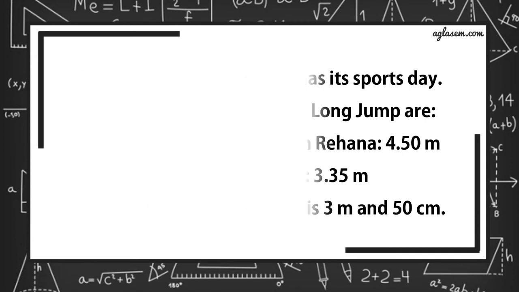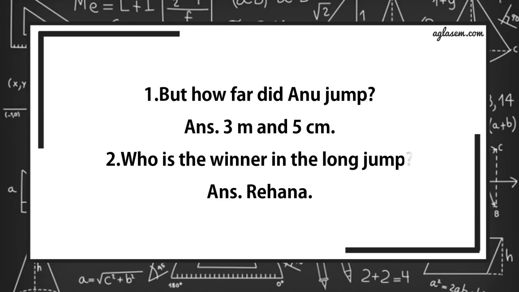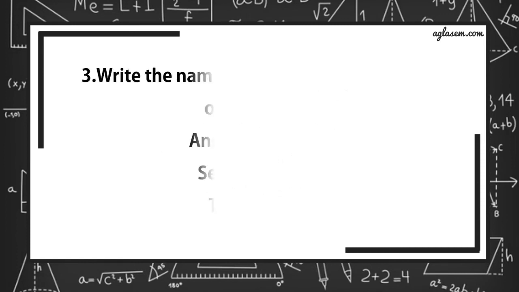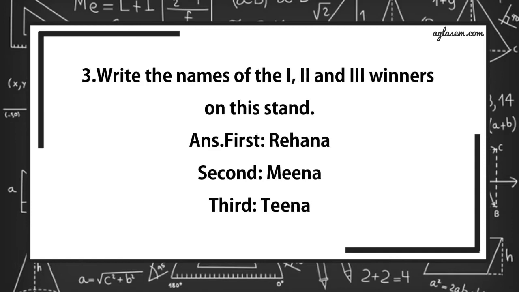Here question number 1 says, but how far did Anu jump? Answer is 3 meter and 5 centimeter. Second, who is the winner in the jump? Answer is Rehana. Third, write the names of the first, second and third winners on these stands. Answer is first Rehana, second Meena, and third is Tina.